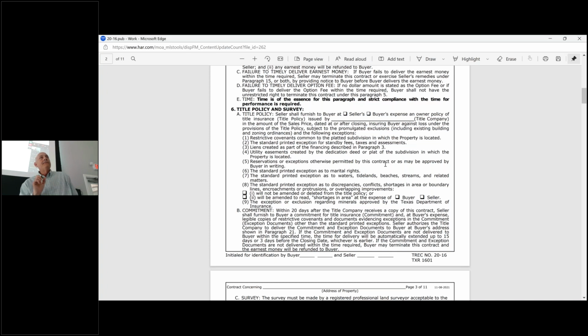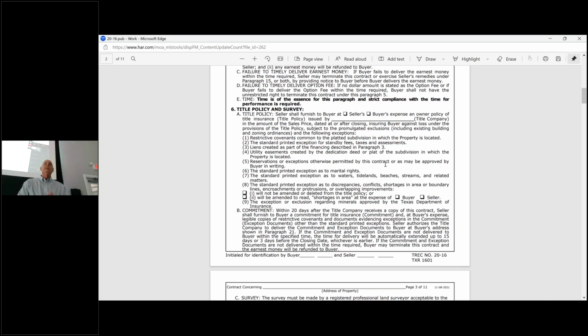Now, if either party, buyer or seller, is willing to pay an additional premium, 15% more than the standard insurance policy, the title policy, the title company will provide more coverage. They'll cover more things. Well, what will they cover? Everything on that list except shortages in area. So now with the additional premium, they'll defend discrepancies, conflicts, boundary lines, encroachments, protrusions, overlapping improvements. Any of those things happen, the title company jumps to the defense of the buyer, except shortages in area, and they will never cover that. Did that make sense? Kind of?